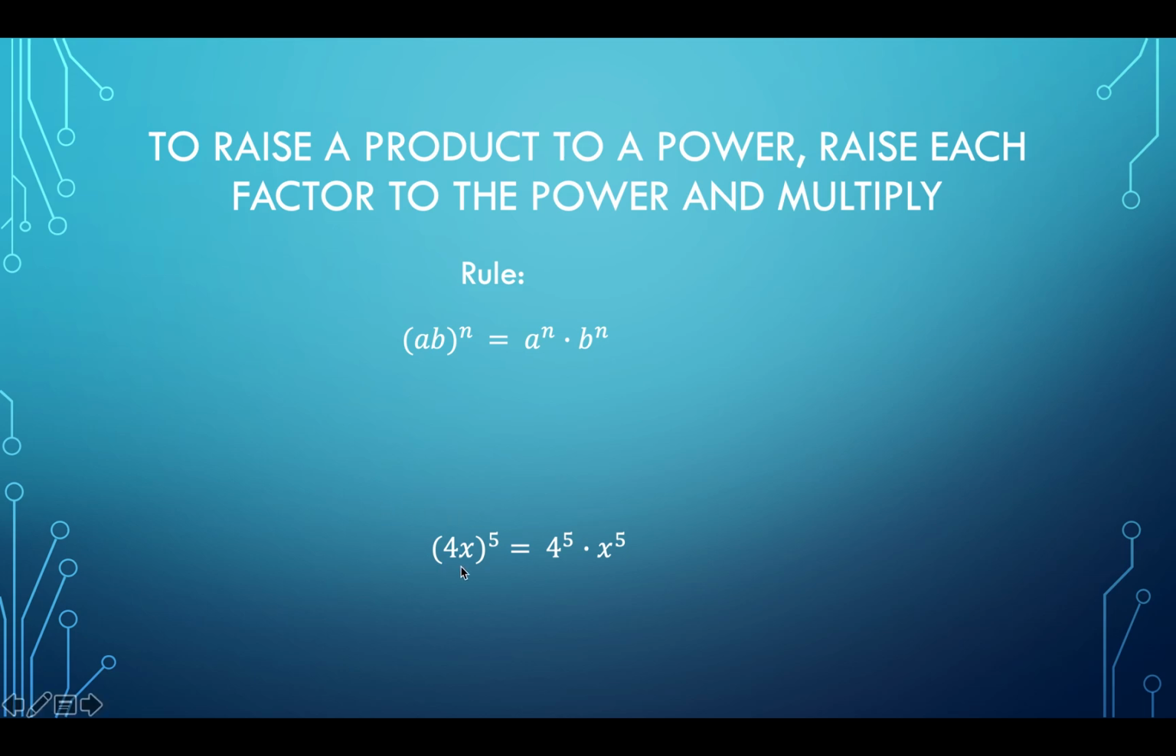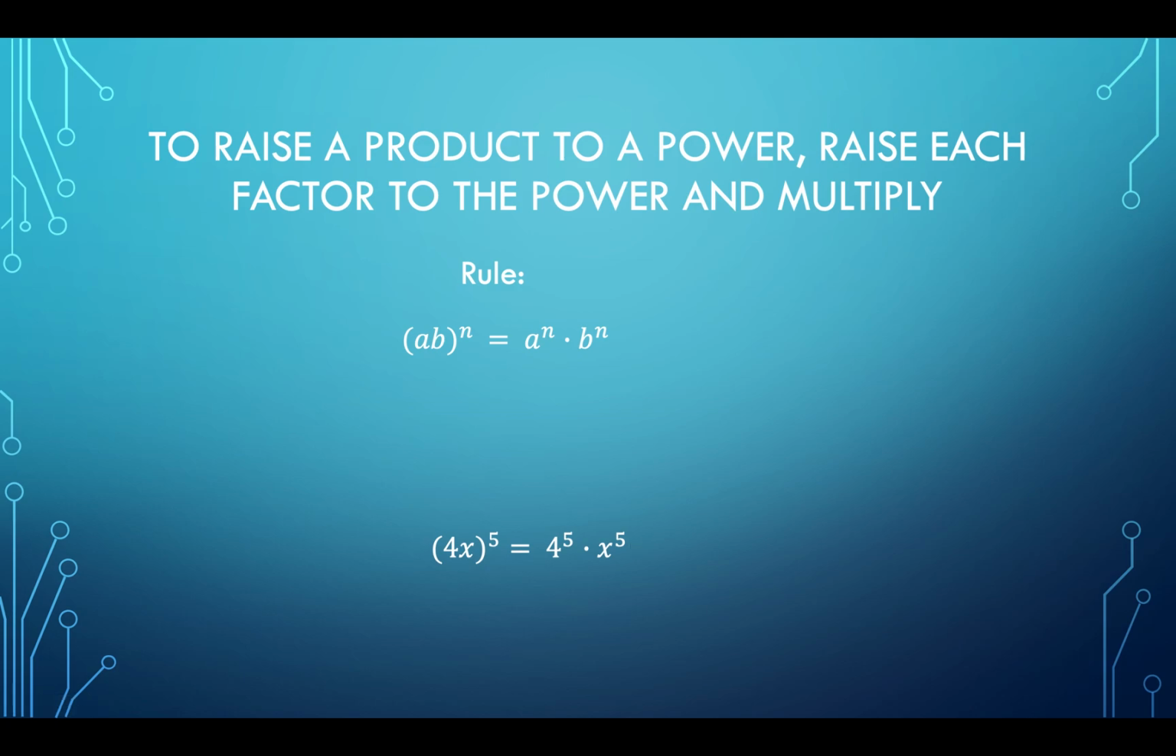So down here, we have a little example. 4x in parentheses, and now all of this raised to the 5th power. So what we got to do with this power of 5 is distribute the power down. So we're going to bring it over here. So it's going to be 4 to the 5th power times x to the 5th power, because we're going to distribute this 5th power backwards. So now we get 4 to the 5th times x to the 5th.